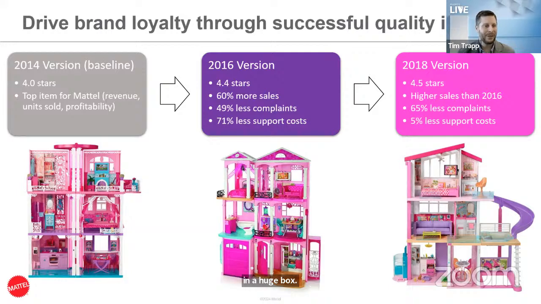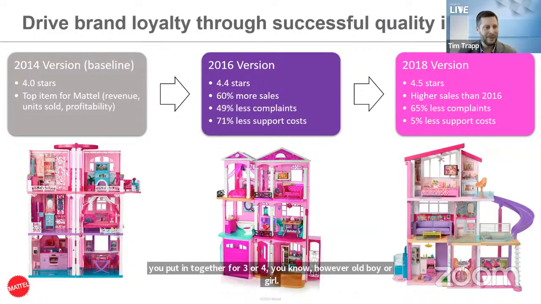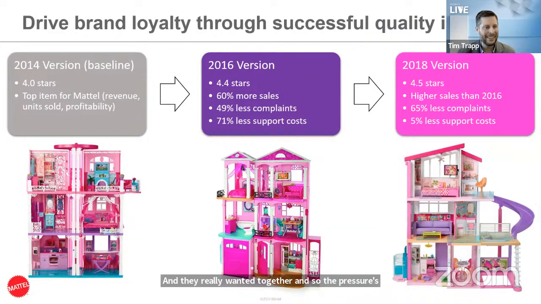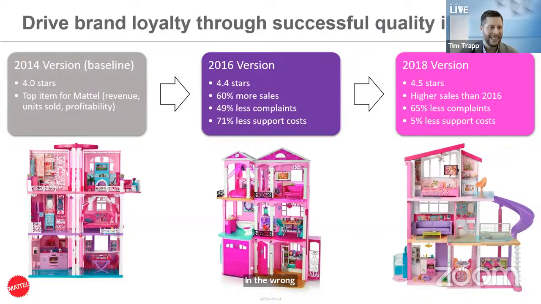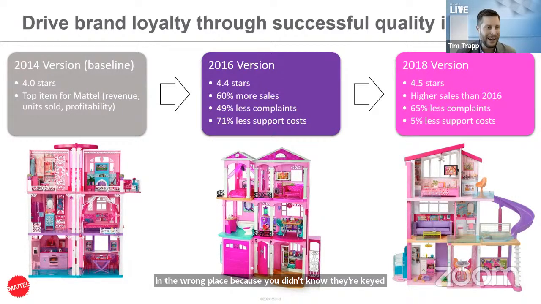And if you're putting it together for a 3 or 4 or however old boy or girl, and they really want it together, the pressure's on mom or dad to put it together. And then you go and snap one of those white columns in the middle in the wrong place because you didn't know they're keyed and they go only in a certain place. And oh, by the way, the snaps are really hard and it feels like you're going to break it when you're putting it together.